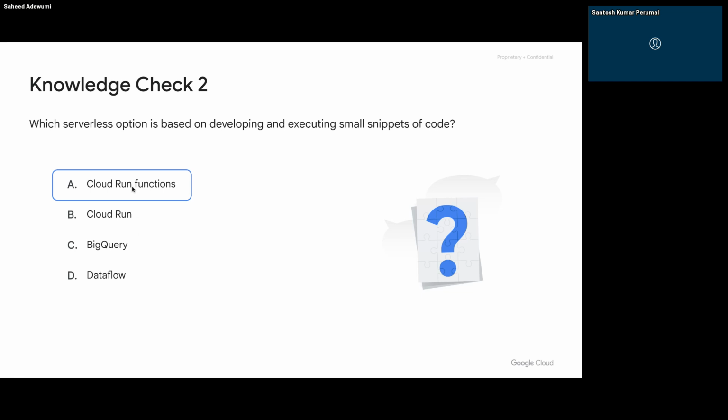For, let's say, for instance, you are just running an event application, you just run it on Cloud Functions. Most of the time it is very easy because you can connect with your third-party platform like GitHub, or you can just upload your code and it will just be running. So it says serverless option based on developing small snippets of code. So it's the best option.